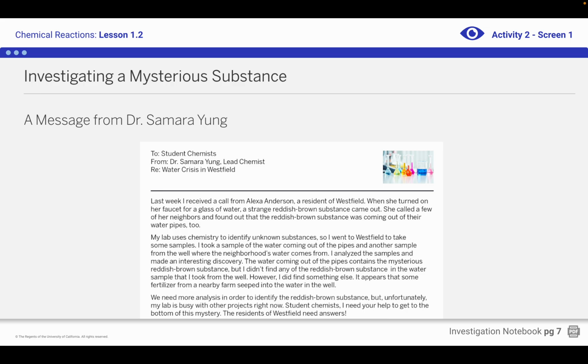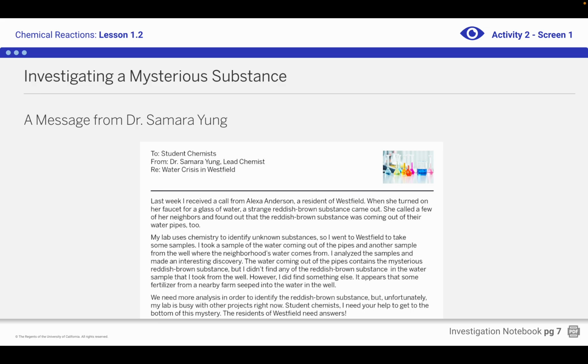She says, last week I received a call from Alexa Anderson, a resident of Westfield. When she turned on her faucet for a glass of water, a strange reddish-brown substance came out. She called a few of our neighbors and found out that the reddish substance was coming out of their water pipes too. My lab uses chemistry to identify unknown substances, so I went to Westfield to take some samples. I took a sample of the water coming out of their pipes and another sample from the well where the neighborhood's water comes from. I analyzed the samples and made an interesting discovery.